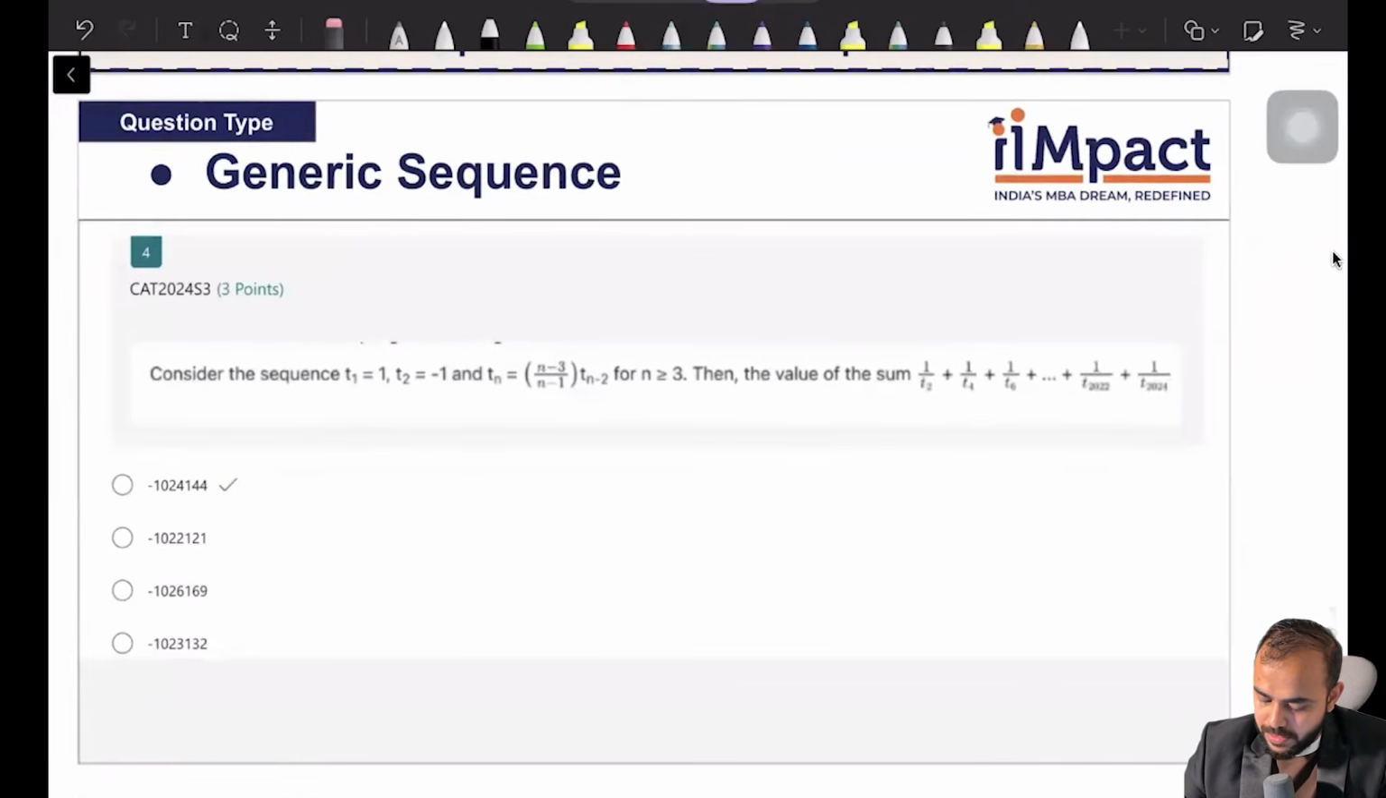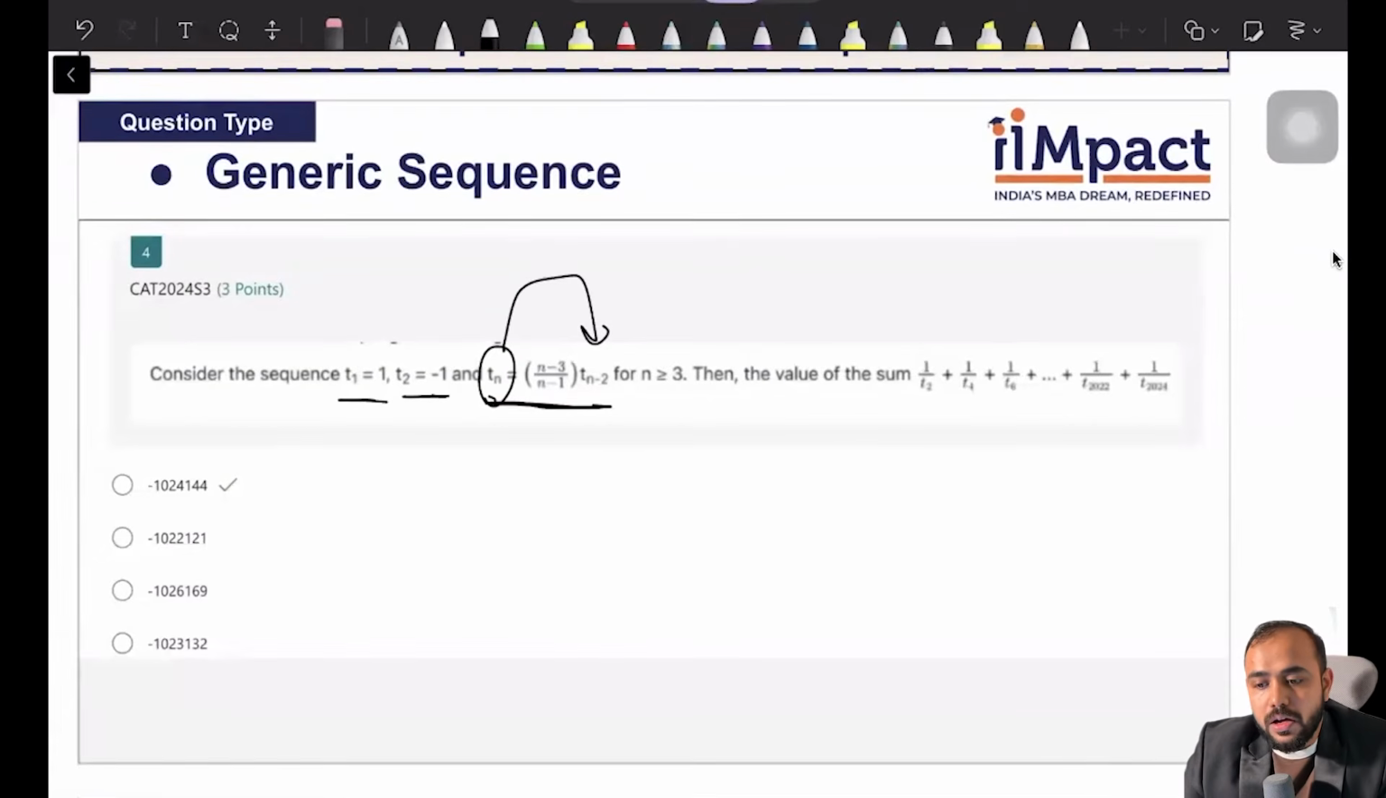Now, T1 is equal to 1, T2 is equal to minus 1, and Tn is expressed in terms of Tn only. Correct? Instead of giving you an explicit formula for Tn, what are you given? You are given Tn in terms of another term in that sequence, which means what? Maybe I should build this sequence up from the ground and see if there is going to be any pattern. Correct?